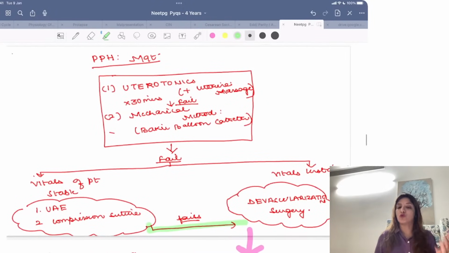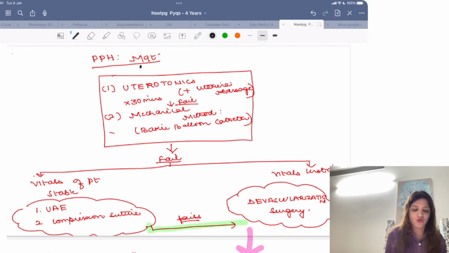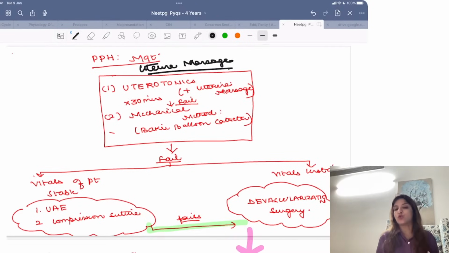Quickly, let us revise the protocol for managing PPH. So number one, when a patient comes to you with PPH, you are going to do a uterine massage. The first step which you do is a uterine massage, right? And you confirm that you are dealing with a case of atonic PPH. How do you confirm that? By doing a per abdominal examination and a per vaginal examination, right? I'll tell you the abbreviation just now, just hold on. So per abdominally you are going to do a uterine massage, and also you are going to do a per vaginal examination, and you will be sure that you are dealing with atonic PPH.